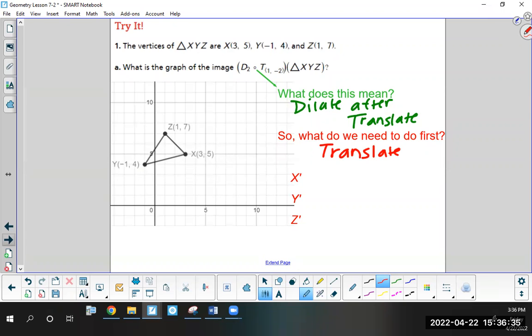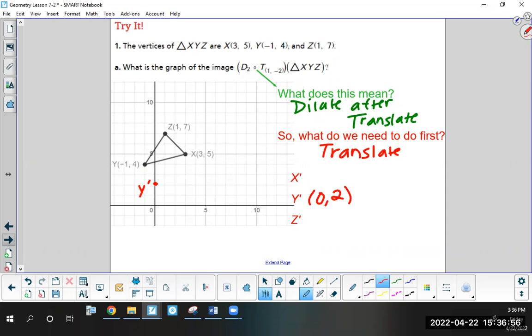So every single point is going to move the same distance in the same direction. So 1 right, down 2. That puts me there for Y. So that becomes Y prime. And the ordered pair for Y prime is 0, 2.